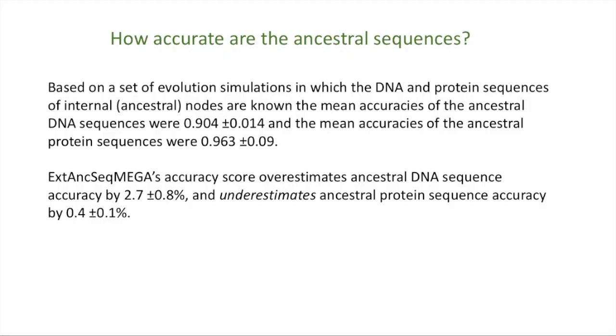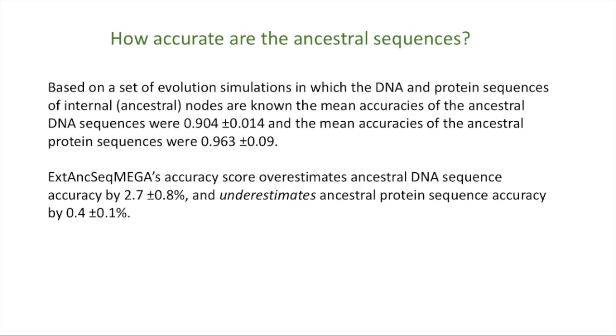Next question we have to ask is, how good is that estimate? How accurate are the ancestral sequences that are calculated by MEGA and this program that I wrote? We can't tell that for real data because we don't know what the ancestral sequences were. But based on a set of evolution simulations in which sequences are evolved in the computer from some starting point out to a whole tree, and we know the sequences of the internal nodes, of the ancestral nodes, we can compare the known sequences of the internal nodes with those that are estimated by this program to ask, how accurately does the program actually estimate the sequences of the internal ancestral nodes?